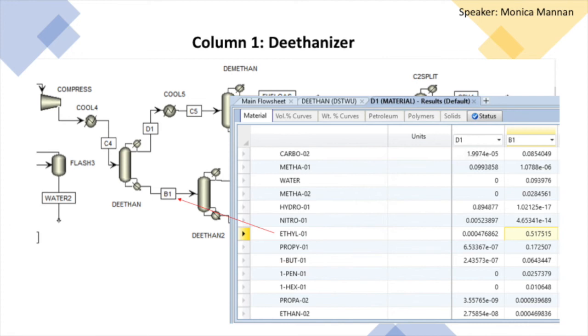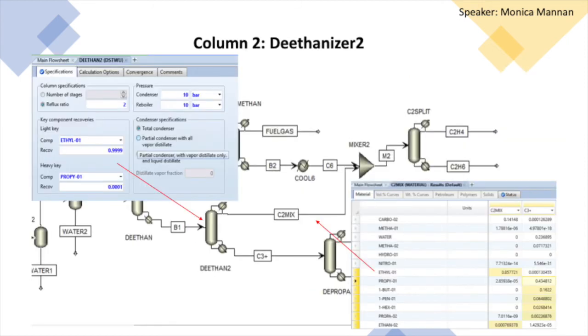A reflux ratio of 1.5 was used in this column. However, we found that the bottom stream still had 51.7% of ethylene. Therefore, we decided to further separate it in another column, the Demethanizer 2, which operates at 10 bar with a reflux ratio of 2. The distillate product of this column was a mixture of ethylene and ethane, which was combined with the feed of the C2 split column.